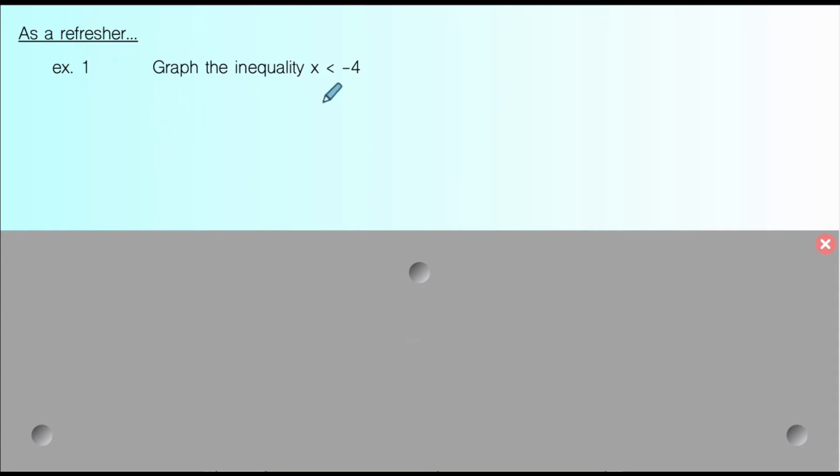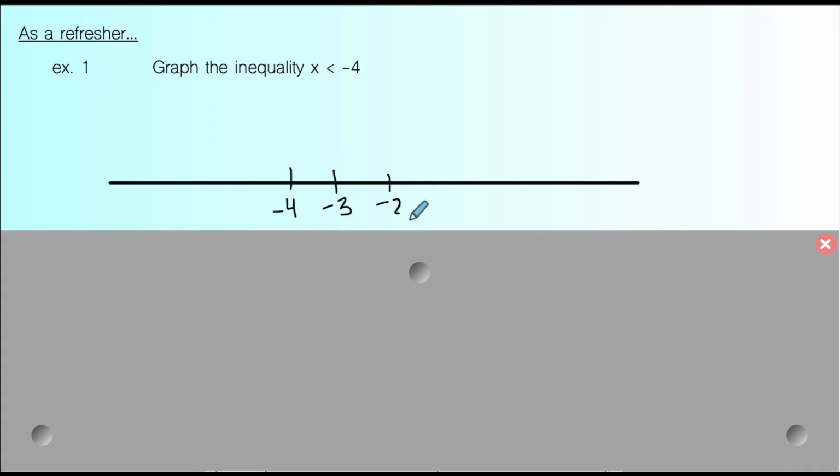For this first example, it says graph the inequality x is less than -4. So if you can recall, to graph an inequality, we need a number line. So I'm going to get my line, and since this is -4, that's like my target number, as I'm calling it, I'm going to center everything around -4. So let's go a couple to the right and a couple to the left. You probably don't need to write this many numbers on your number line, but this is pretty standard.